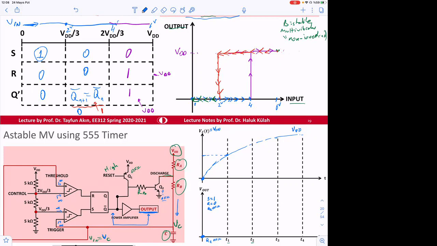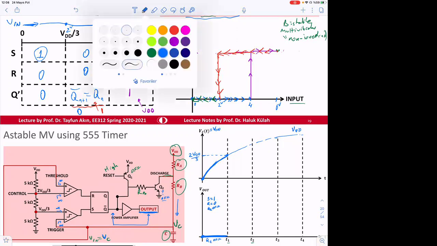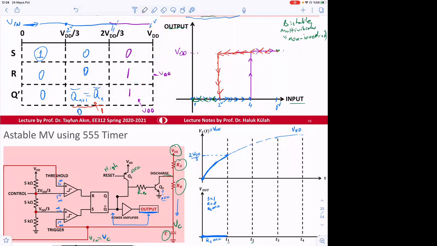And then this value, which is 4 volt, or let's write it 2 VDD divided by 3, the capacitor will charge. And during that time, this will remain at 0. So this will be happening, and that's the goal of the capacitor, to reach VDD, but it really cannot.